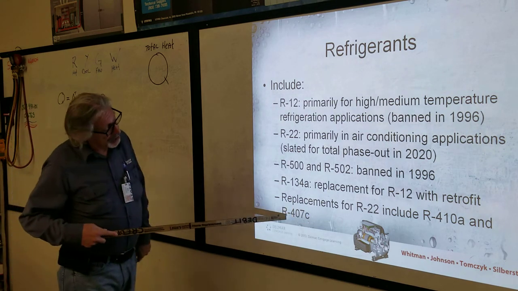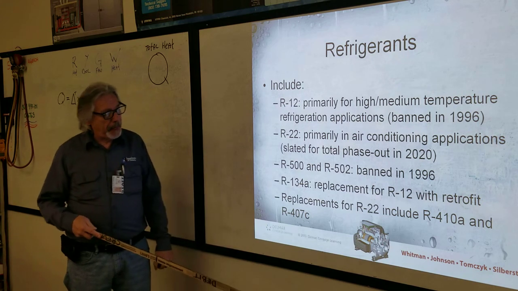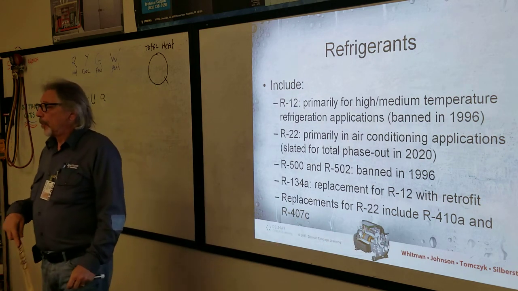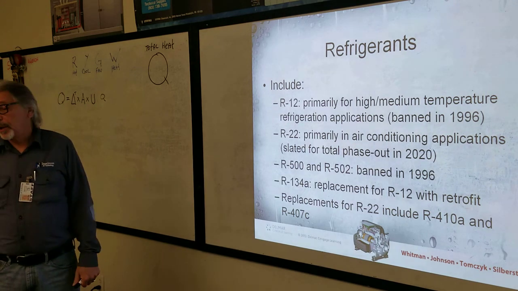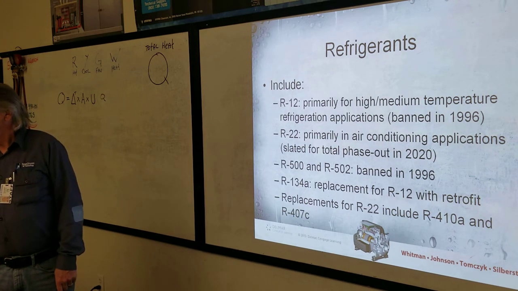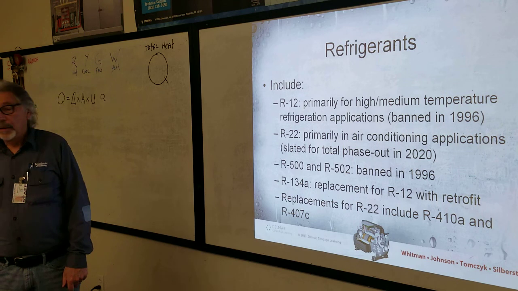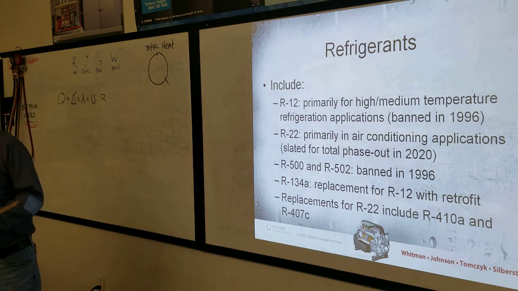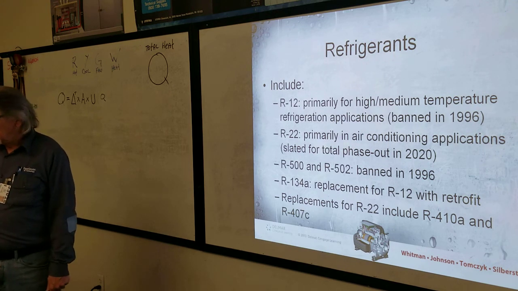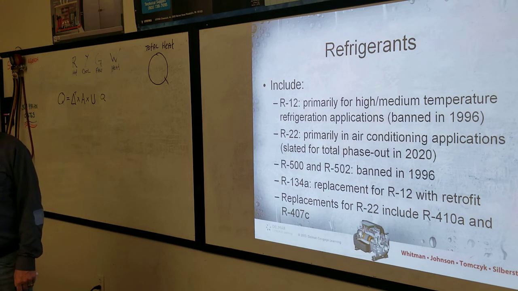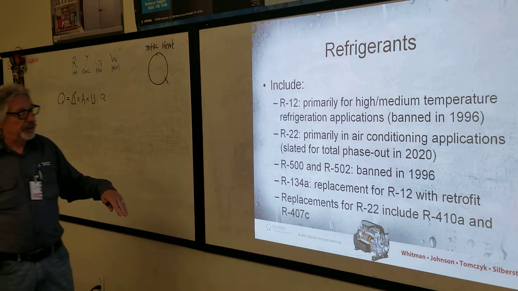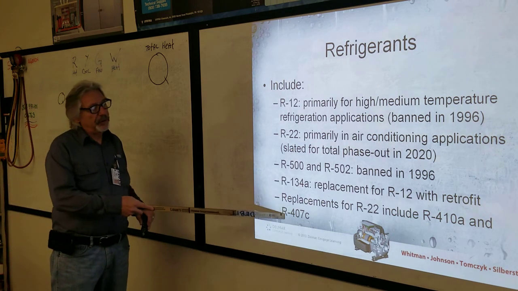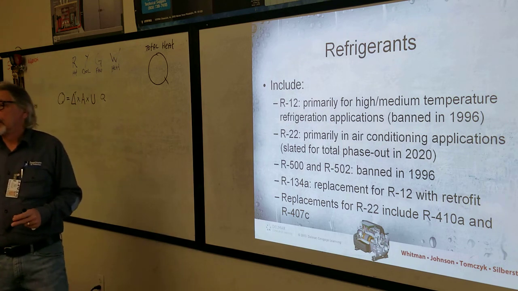But 407 is a medium pressure. 422 and 438 are all medium pressures. Okay? Got that? Understand that a little bit? Eventually the industry is going to settle down to one or two good replacements.